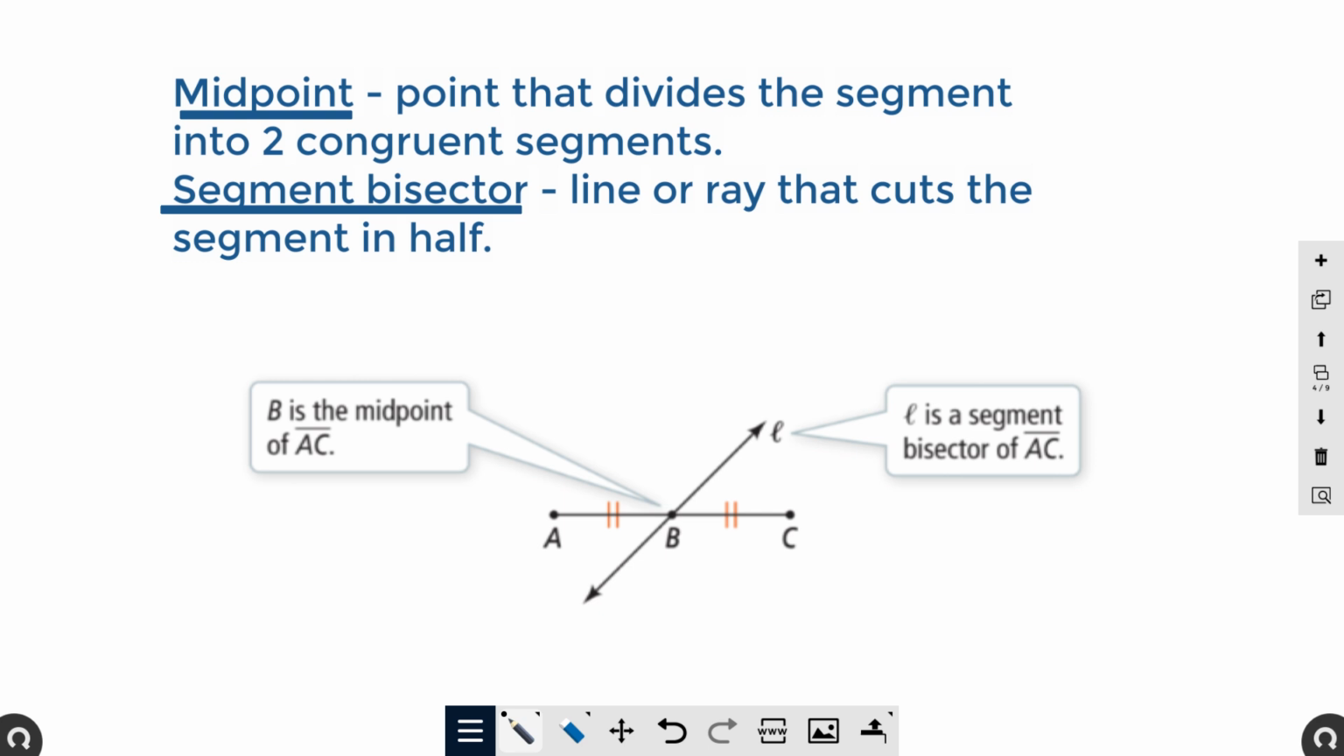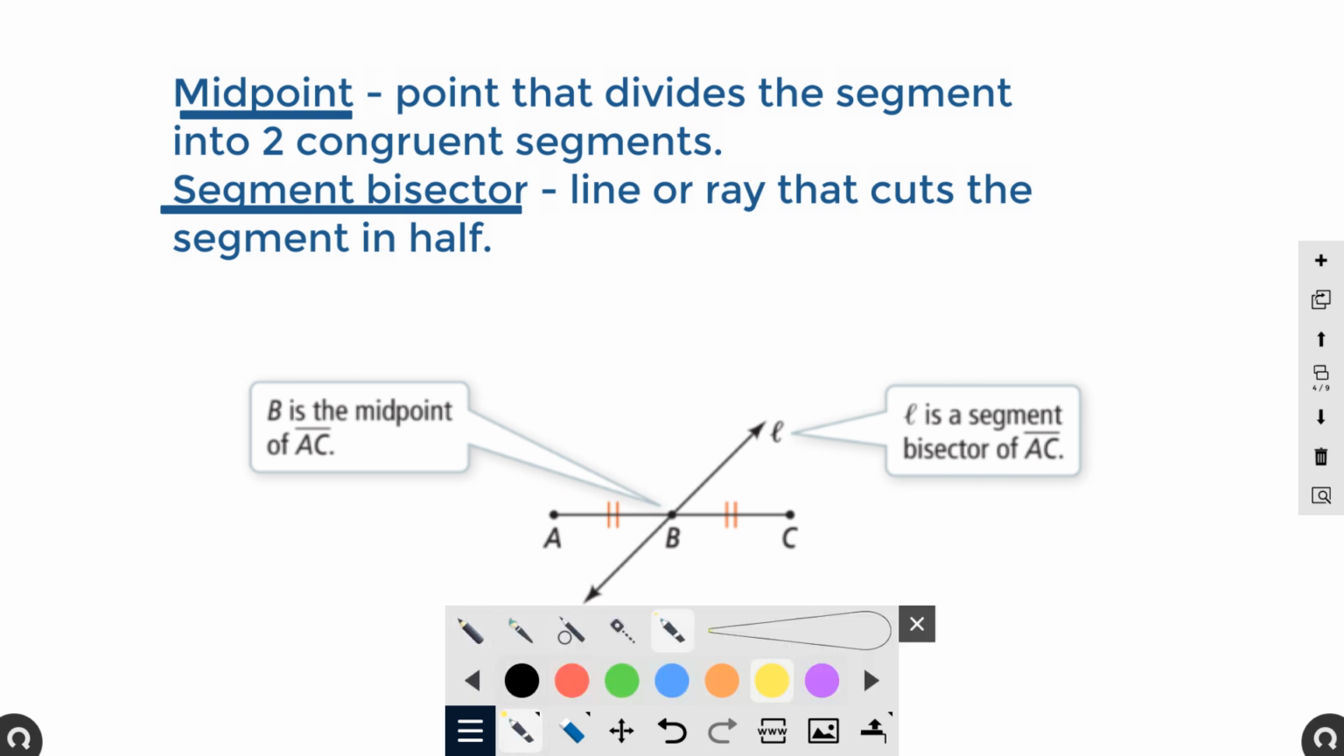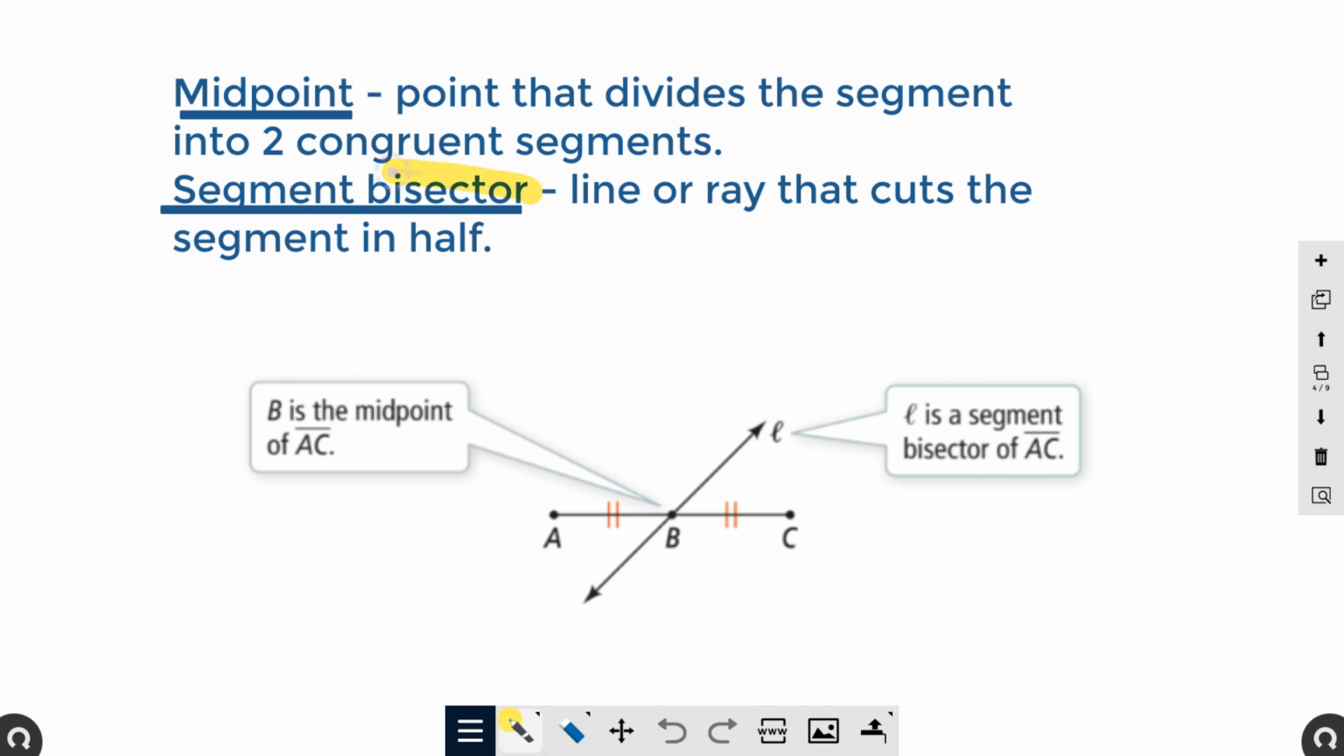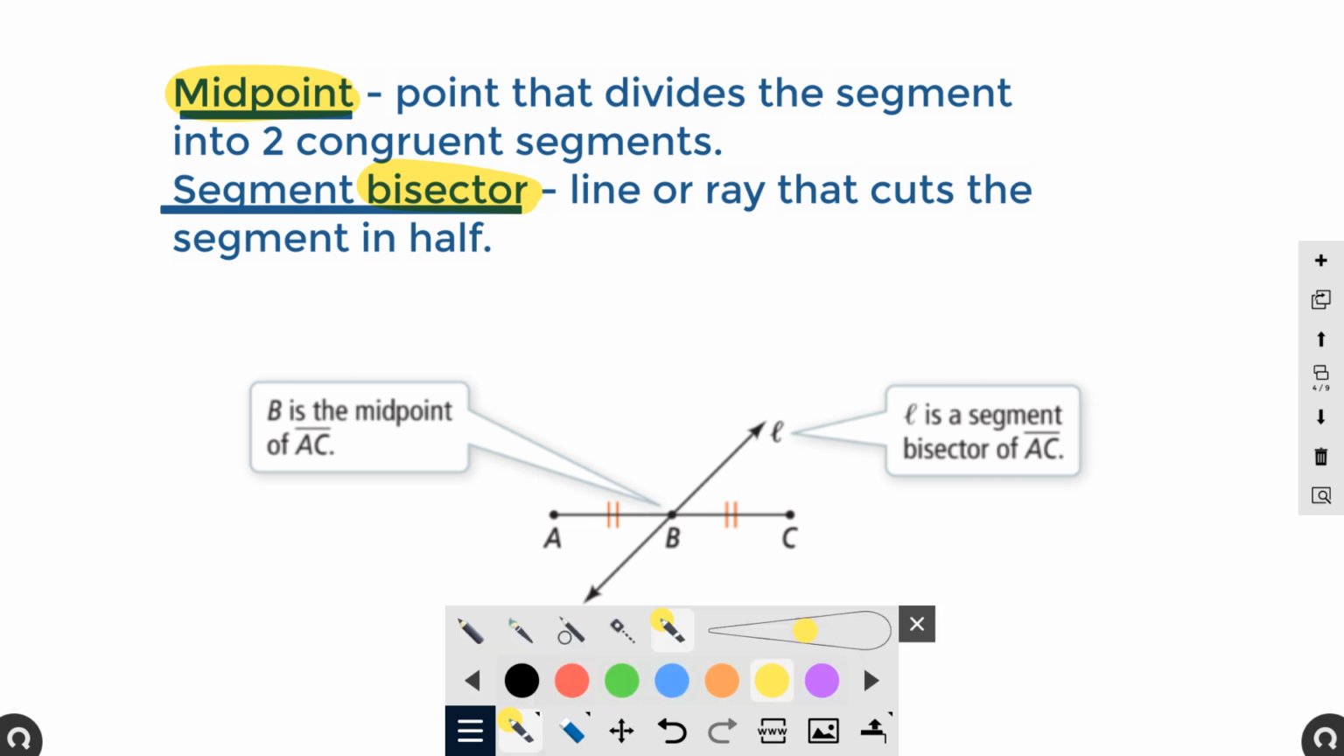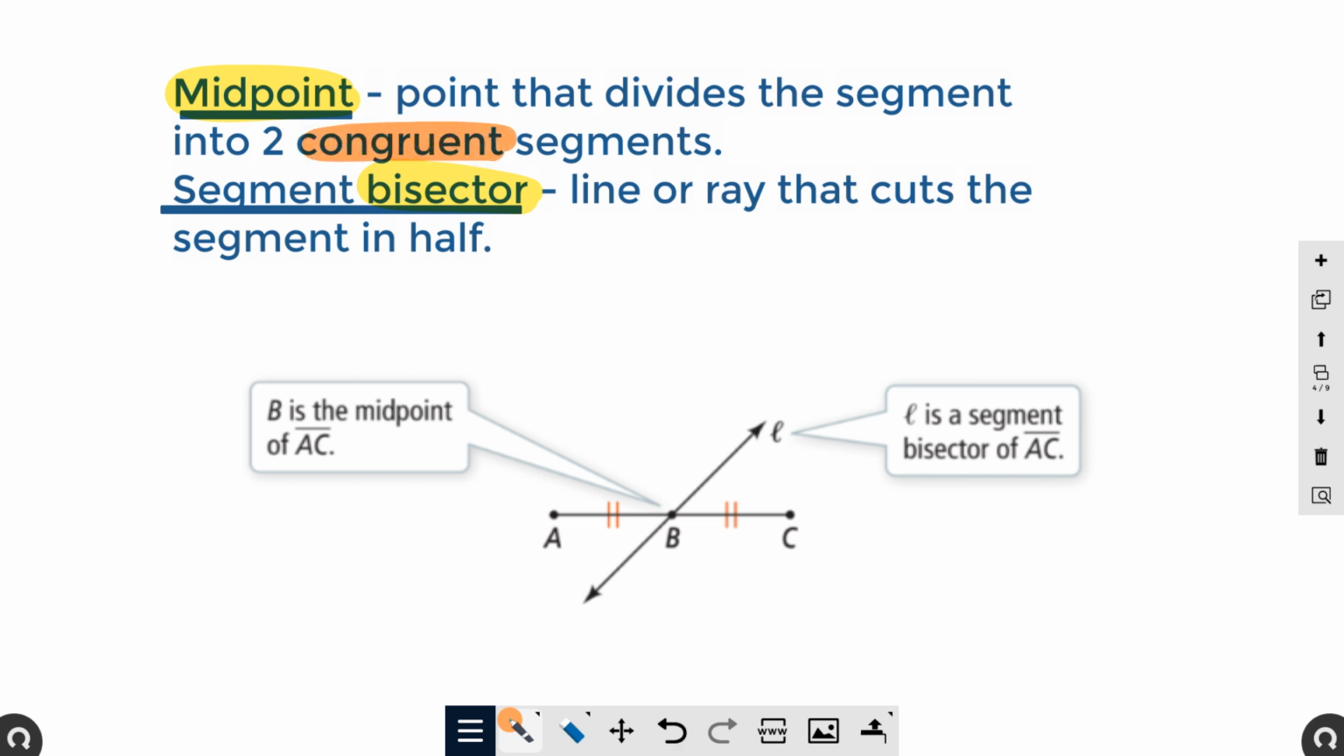A segment bisector does the same thing as well. It cuts something in half. So just remember that these two terms, when you see the word bisector or midpoint, they basically mean the same thing. They're saying that they're finding the middle point, and there's two equal parts on one side and the other. Now, when you get into geometry a little bit more, you don't use the word equal as much, but you use the word congruent. Congruent is just another word for equals.